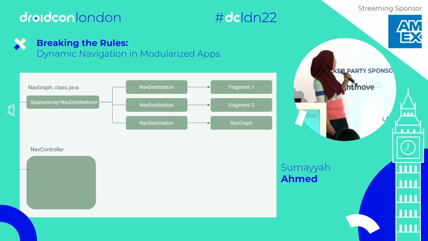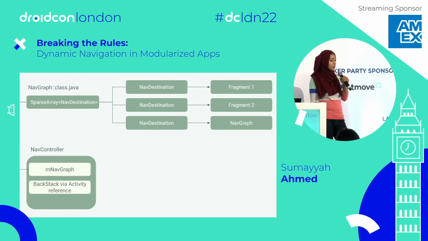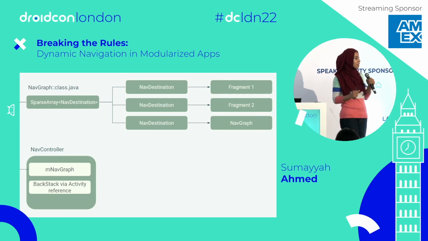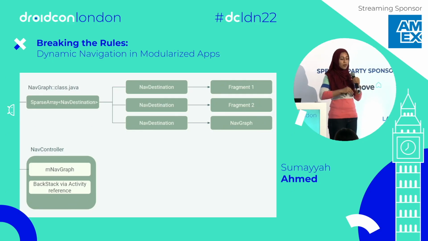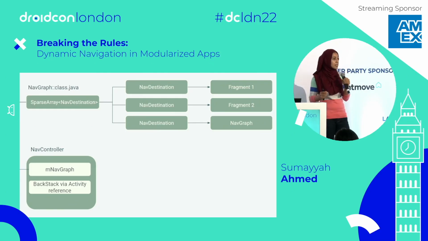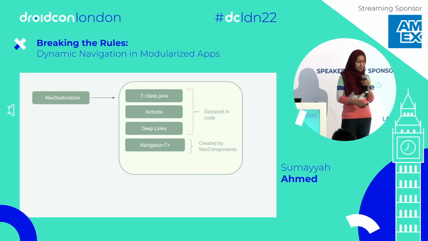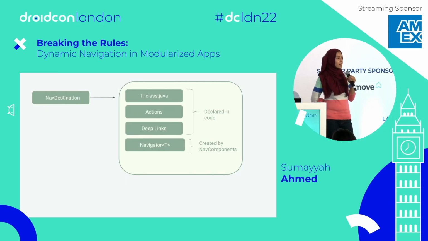And of course, our controller instance is going to have a handle on your graph and a backstack via the activity. This allows the controller to not care about type-specific stuff. It doesn't care about fragments or activities or composables or whatever is in the destination, what parameters it needs. It cares about finding the right destination. So where exactly is navigation happening? Well, that control is actually pushed down to the nav destination itself. Once the inflator is done with it, each instance is going to look something like this.